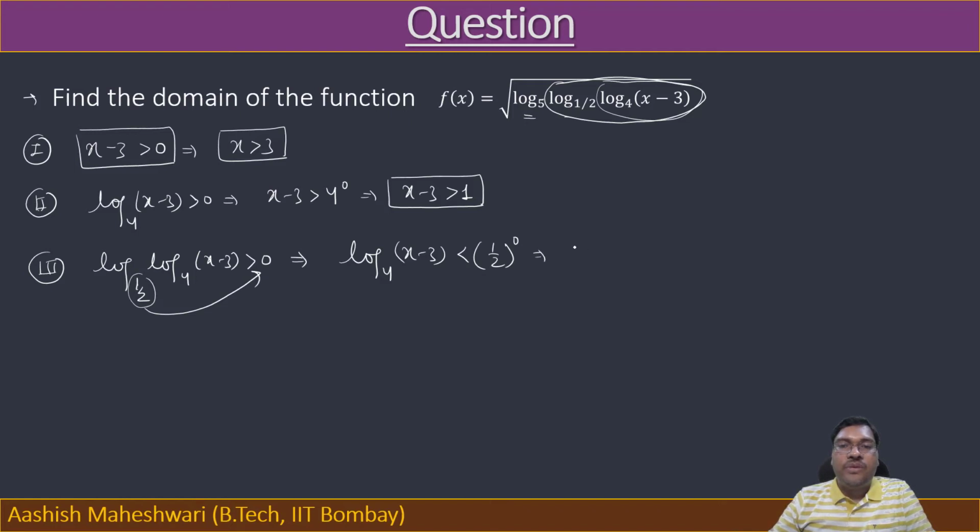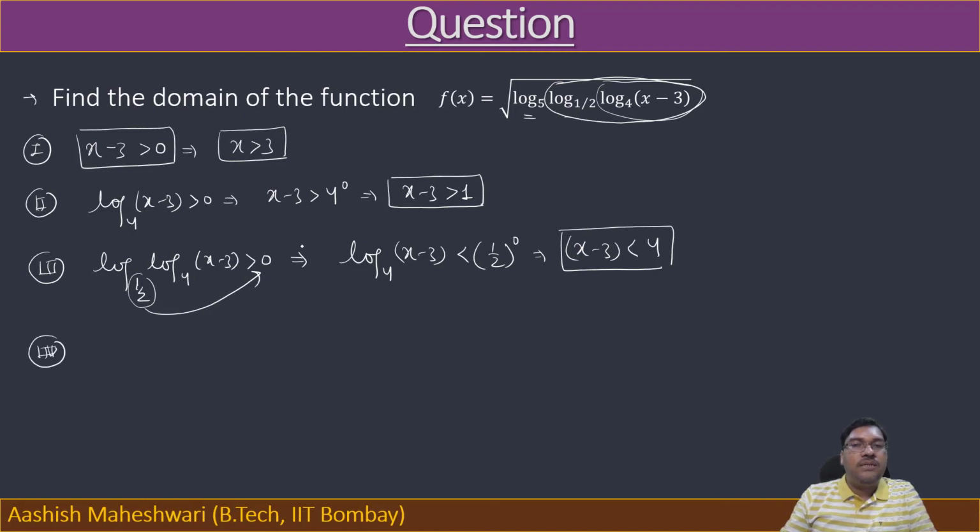So this will give you x minus 3 is less than 4 raised to 1, so this is 4, right? So x minus 3 is less than 4 in the next condition, because here the base is greater than 1, the sign of inequality will be the same, right? Now the last condition which you have to put, the fourth condition, is that for this square root, this quantity should be positive. That means log base 5 of log base half of log of (x minus 3) to the base 4 should be greater than or equal to 0.